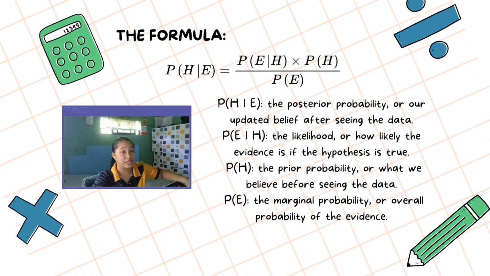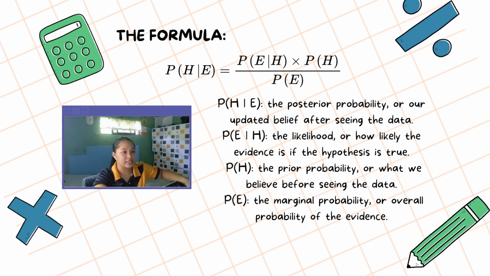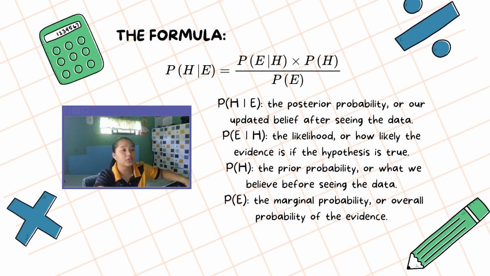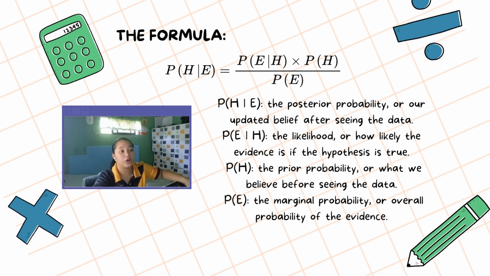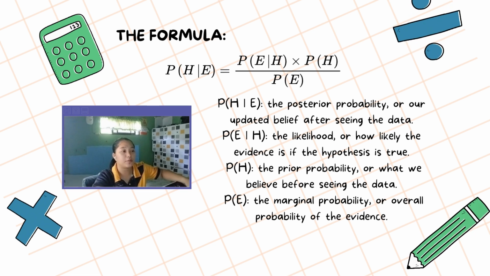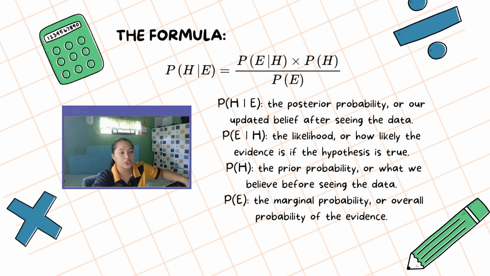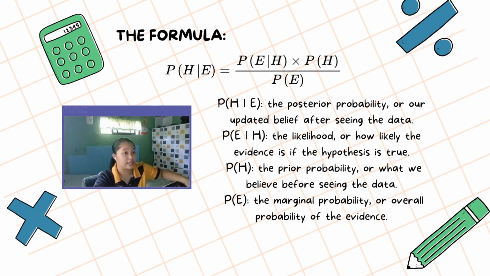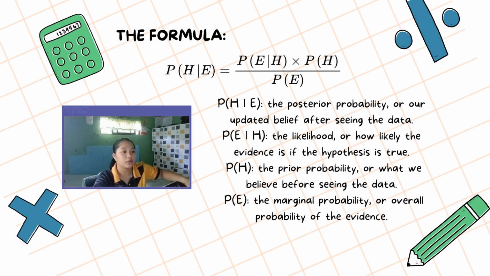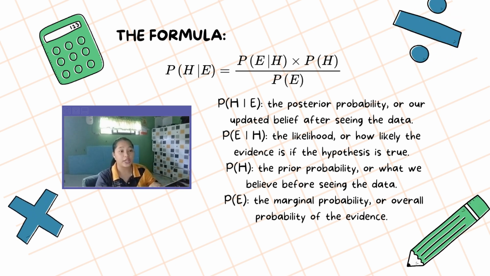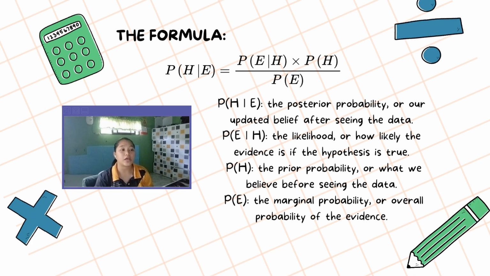Now, let's look at the heart of Bayesian inference, Bayes' theorem. It's written like this: the probability of H given E is equal to the probability of E given H times the probability of H, divided by the probability of E. The probability of H given E means the posterior probability, or our updated belief after seeing the data, while the probability of E given H means the likelihood, or how likely the evidence is if the hypothesis is true. The probability of H is the prior probability, or what we believe before seeing the data. And lastly, the probability of E is the marginal probability, or our overall probability of the evidence. This formula gives us a way to revise our beliefs step by step as we gather more information.